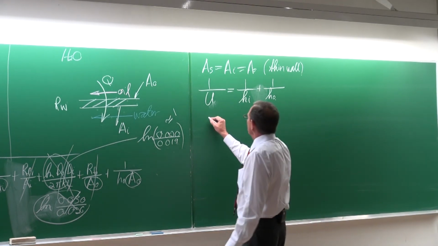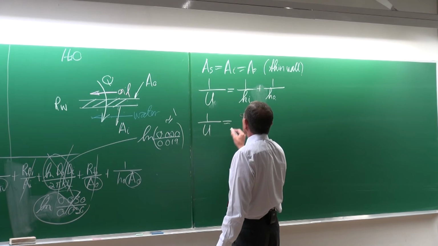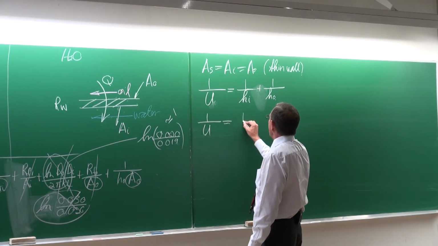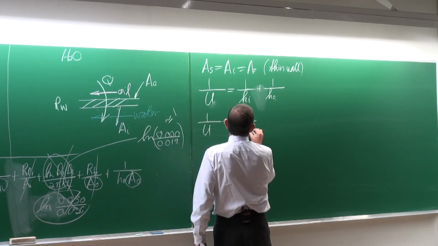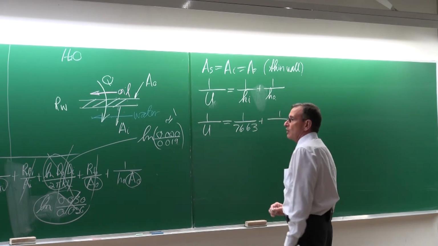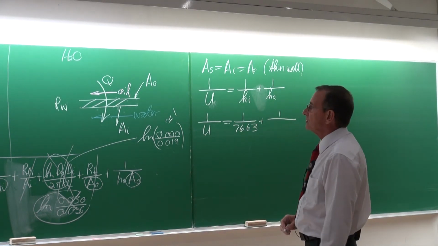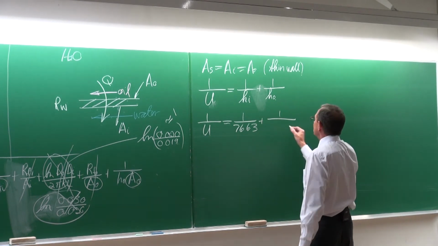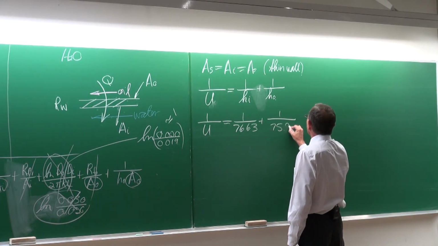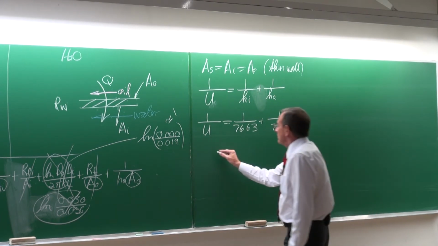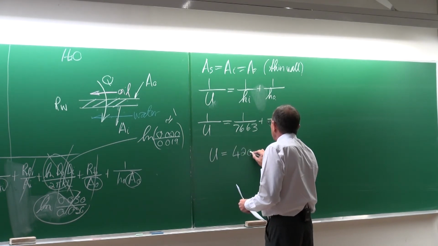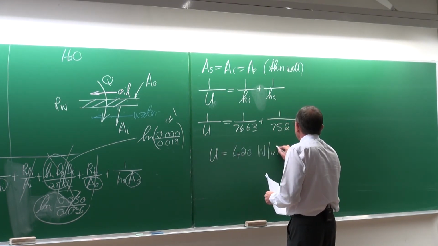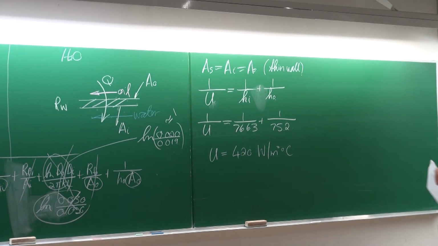Right, so if we now look at that, we can say 1 divided by the overall heat transfer coefficient is equal to 1 divided by the heat transfer coefficient on the inside, 7663, plus 1 divided by the heat transfer coefficient on the outside, which is equal to 75.2. Okay, so the overall heat transfer coefficient is 420 watts per square meter degree Celsius. You happy with that? Do you agree?